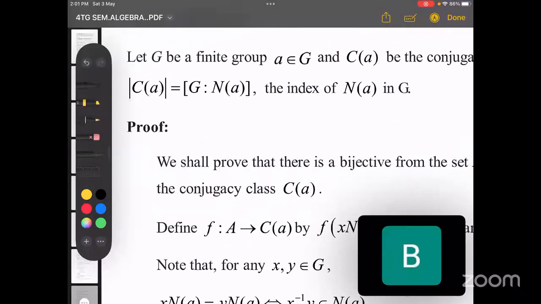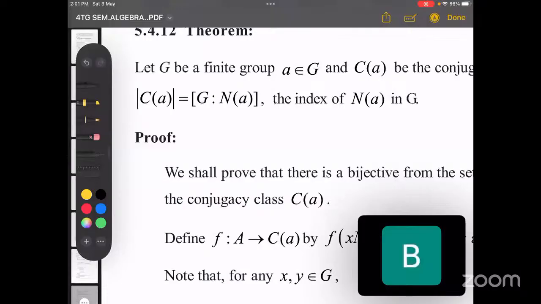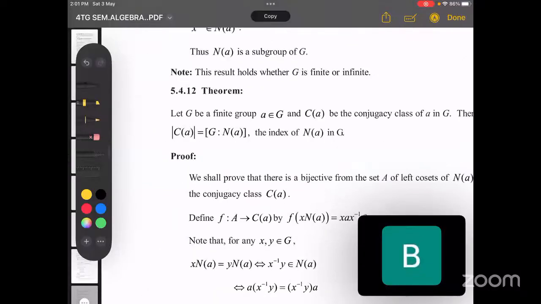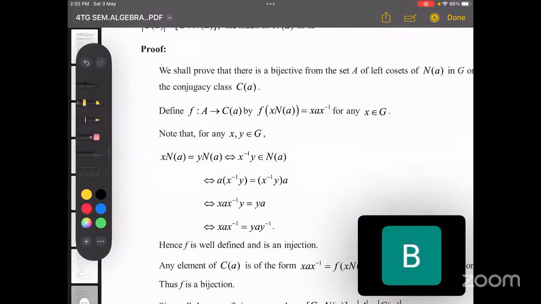So next you can see the theorem 5.4.12. Let G be a finite group, A belongs to G, and C of A be the conjugacy class of A in G. Then the order of the conjugacy class is equal to the index of N of A, the normalizer, in G. Okay, so you can practice even this theorem.